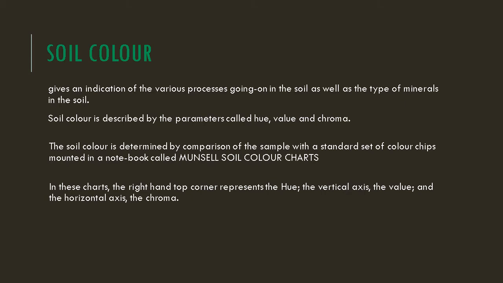Now, soil color is normally determined by a comparison of the sample with a standard set of color chips mounted in a notebook called Munsell Soil Color Charts. Very important for you to note is that soil color is normally identified using the Munsell color charts, and the right hand top corner represents the hue, the vertical axis the value, and the horizontal axis the chroma.